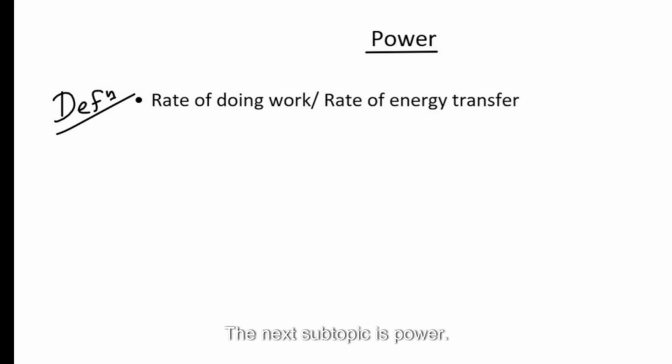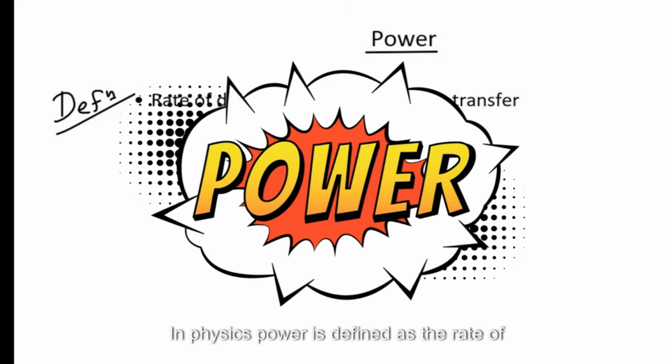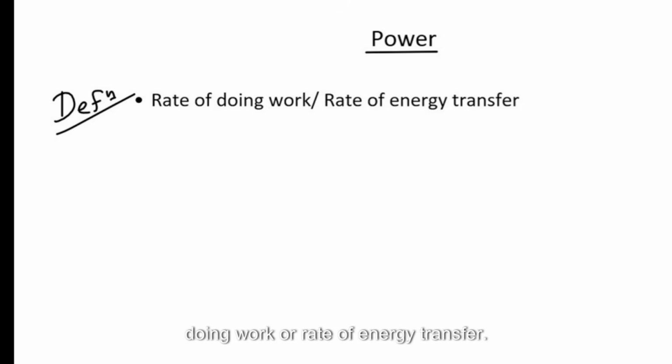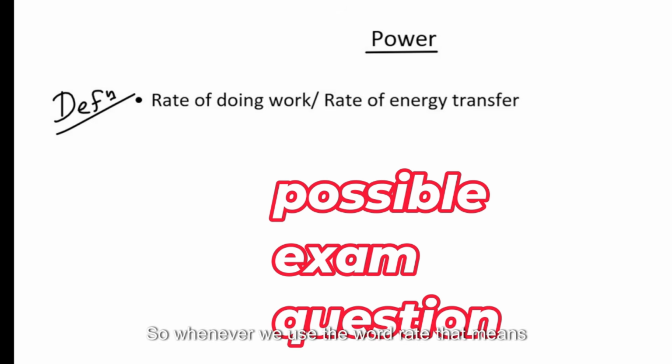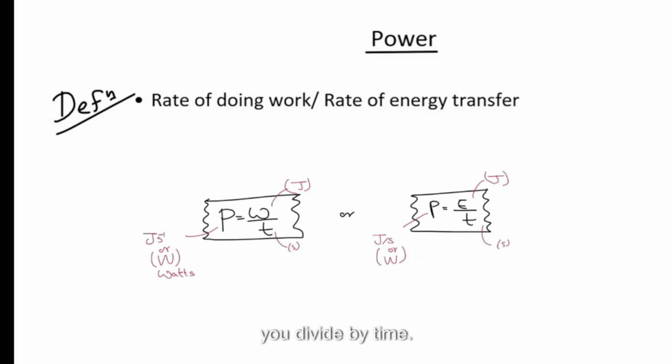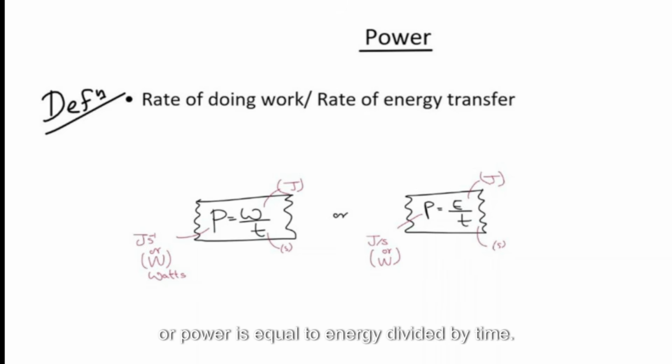The next subtopic is power. In physics, power is defined as the rate of doing work, or rate of energy transfer. So whenever we use the word rate, that means you divide by time. So we need to know these two formulae. Power is equal to work done divided by time, or power is equal to energy divided by time.